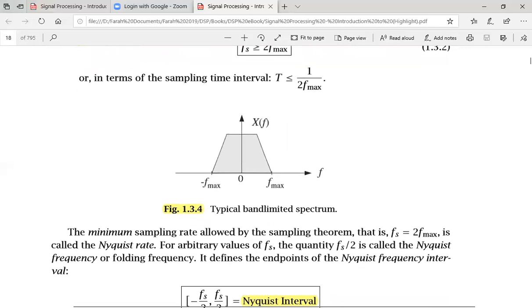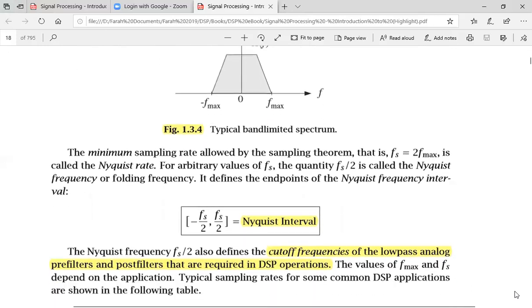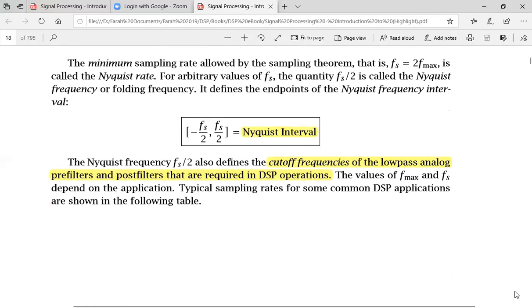Here fs equal to 2f maximum is called the minimum sampling rate, also called the Nyquist rate. Later we define another term called the Nyquist interval. The Nyquist interval is a range of frequencies from minus fs by 2 to fs by 2. It means half of the sampling rate defines the Nyquist interval.